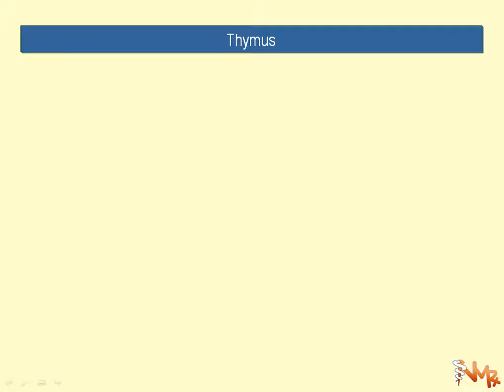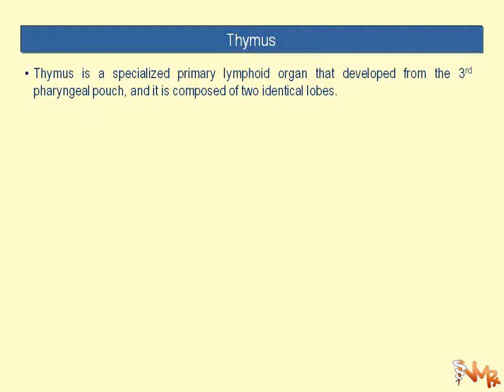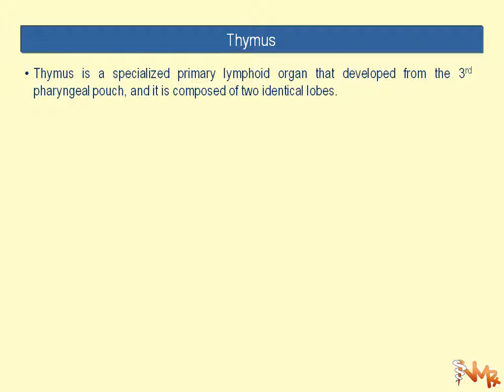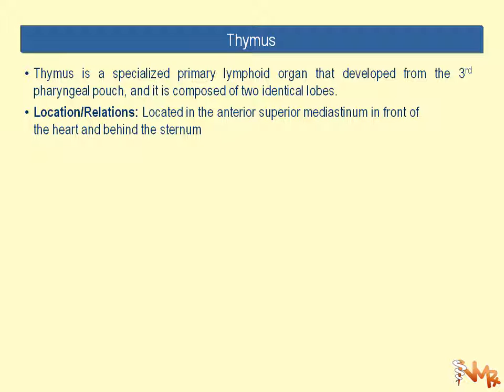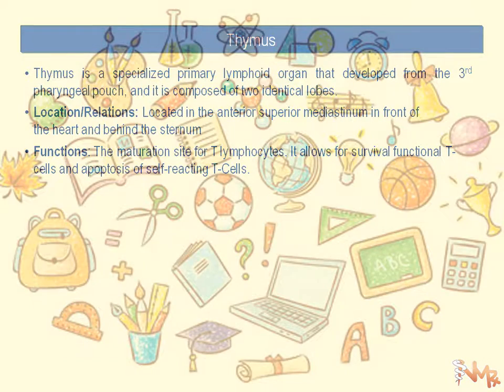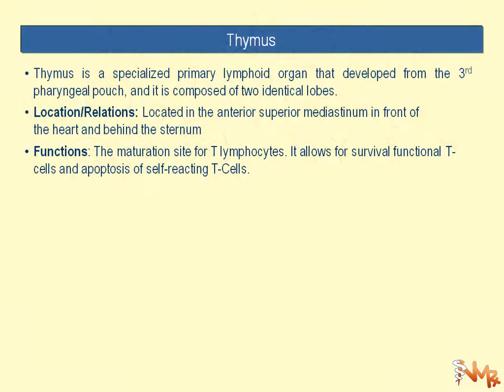With this information in the background, let us look at lymphoid tissues. Let's begin with the thymus. This is a specialized primary lymphoid organ that is developed from the third pharyngeal pouch and is composed of two identical lobes. Thymus is located in the anterior superior mediastinum in front of the heart and behind the sternum. Thymus is the maturation site for T lymphocytes. It allows for survival of functional T cells and apoptosis of self-reacting T cells. We have covered this before. I'm putting it all together at this point for you.